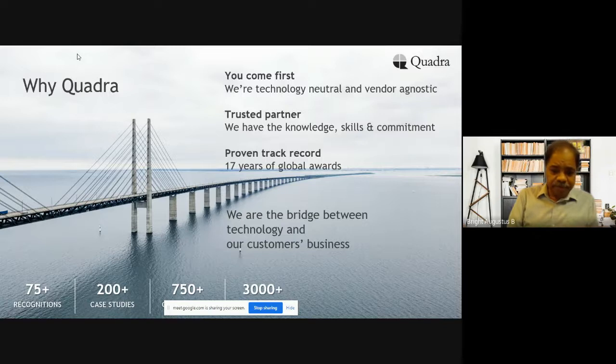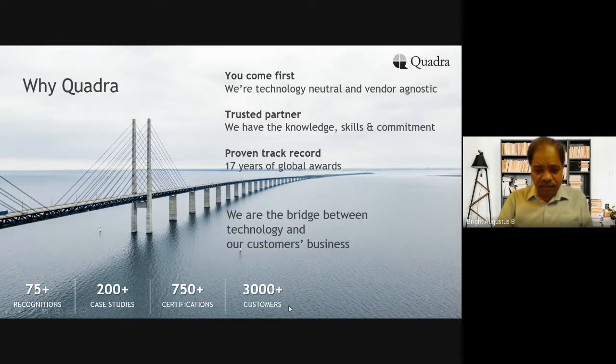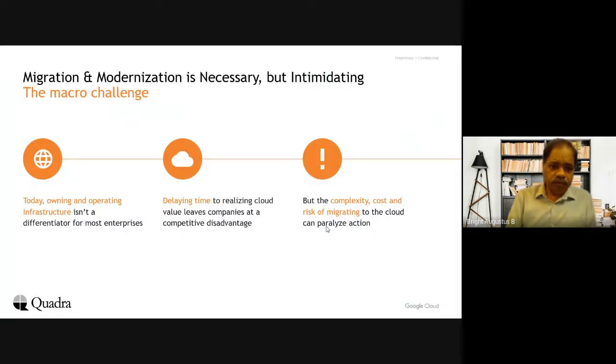750 plus certifications by our technical and sales team members. And we are only gaining more and more such experiences with our customers and engagement with our customers. 3,000 plus customers all these years. So that itself tells you why you should choose Quadra as your go-to partner for the cloud.